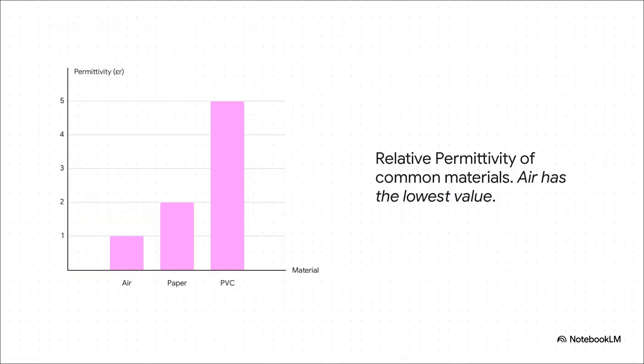Sometimes they just want to know if you know your material properties. So if you get a question asking for the lowest relative permittivity, just picture a simple chart like this. You can see right away that air is the baseline. It's going to have the lowest value compared to common insulators like paper or mica.